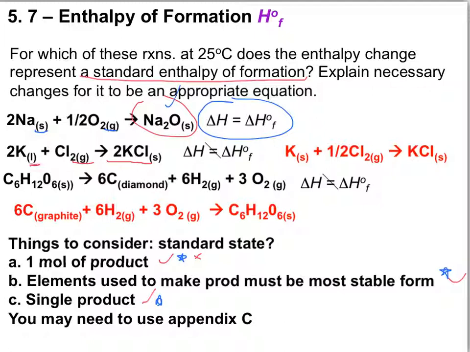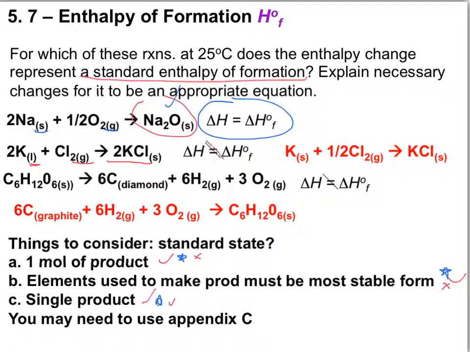But if you look at potassium, which is a metal by the way, being in liquid state is definitely not going to be the most stable form. Okay, so characteristic number 2 is a problem as well. The only thing that actually does fall into this category is the fact that we have a single product. Okay, so we can make some adjustments to this equation in order to make it work.